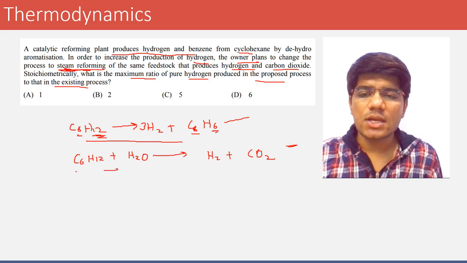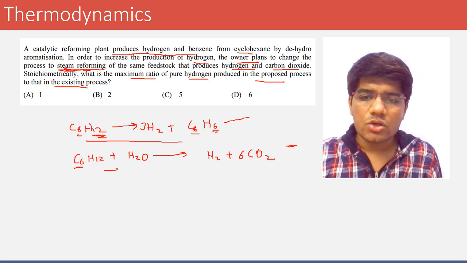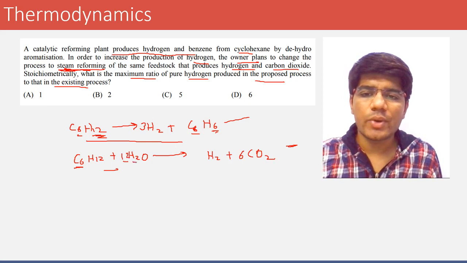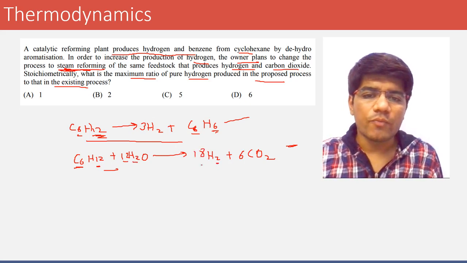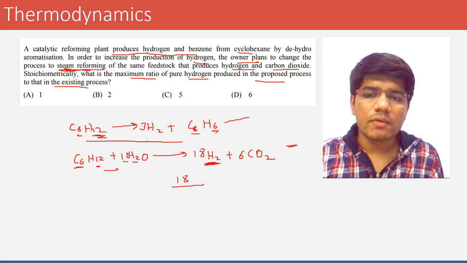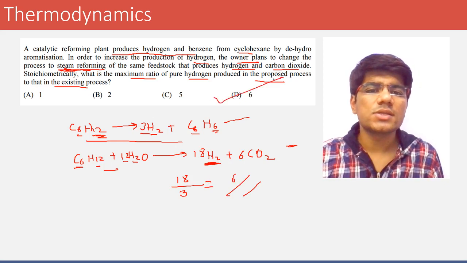Now in this reaction, C6, so this will be 6 carbon. Now oxygen became 12 here, so there will be 12 oxygen. Now here hydrogen is 12 into 2, 24, 24 plus 12, 36. This is H2, so here there will be 18. Now here 18 hydrogen is produced, so 18 hydrogen in the proposed reaction divided by 3 hydrogen in the existing reaction will be equal to 6. So the answer for this question is 6.